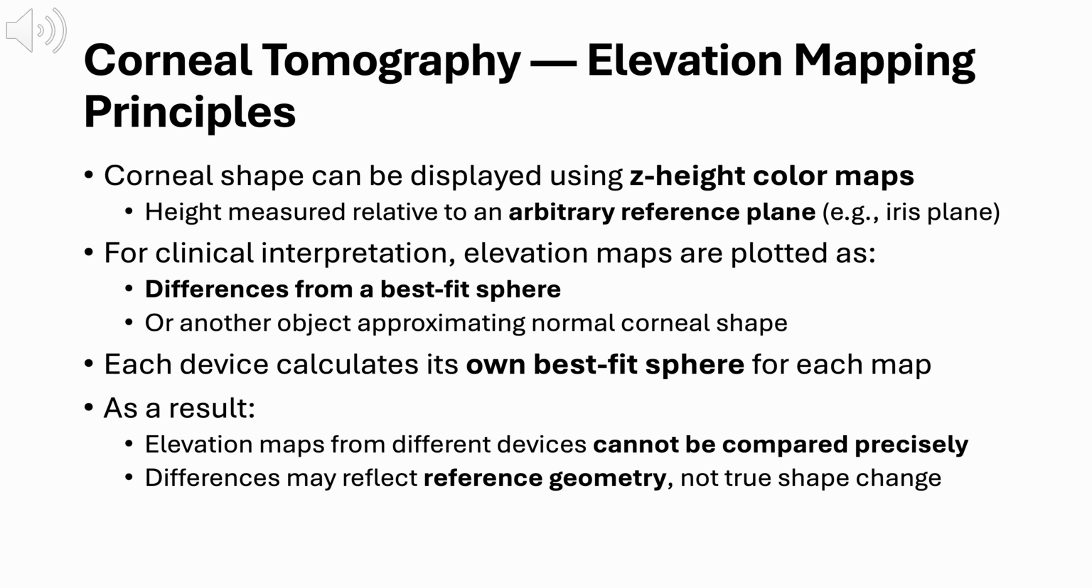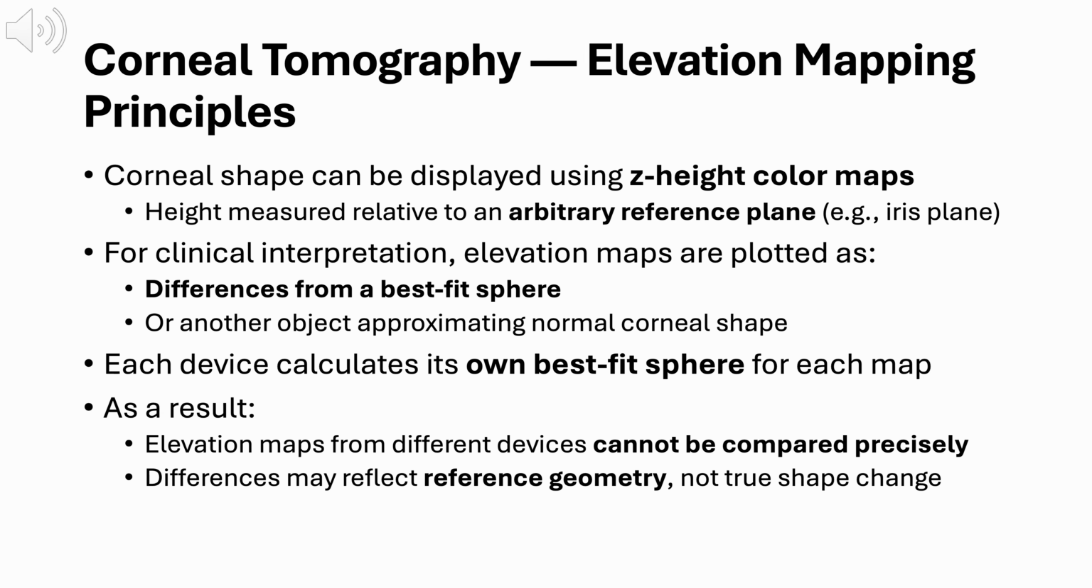Now that we've shifted into tomography, this slide explains how elevation maps actually work. Instead of describing curvature or power, elevation mapping shows the shape of the cornea using height, or z-height. Every point on the cornea is assigned a height value and displayed with a color map. Importantly, that height is not absolute. It's measured relative to an arbitrary reference plane, like the iris plane.